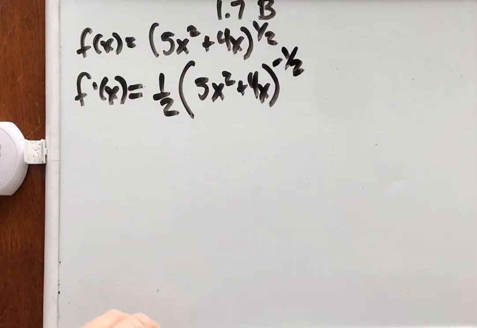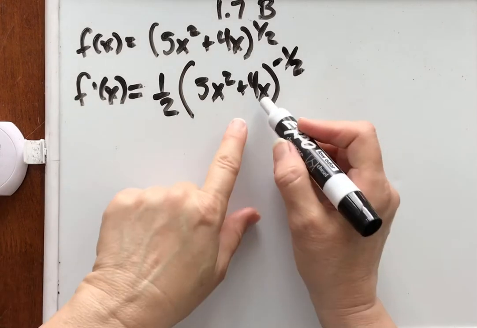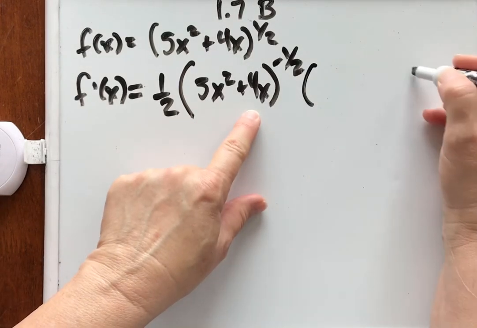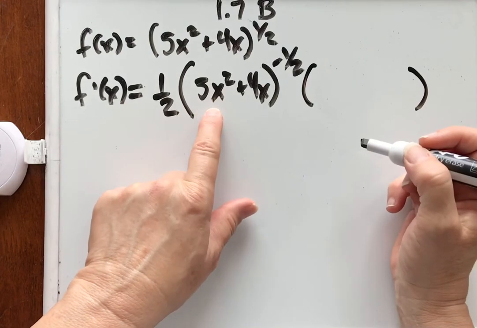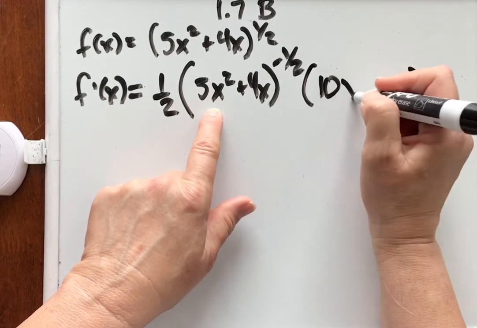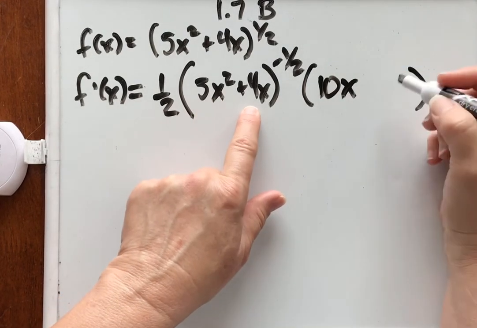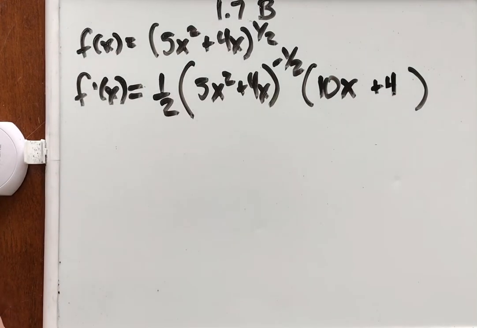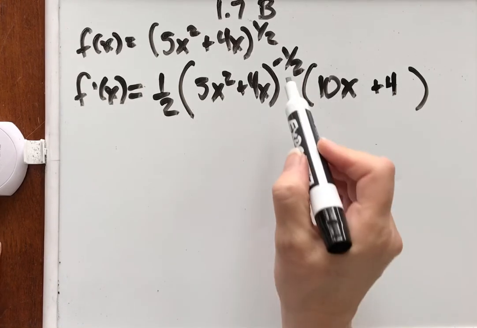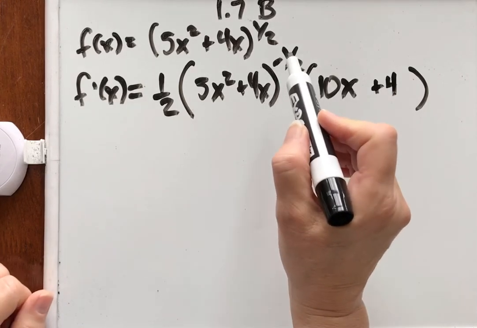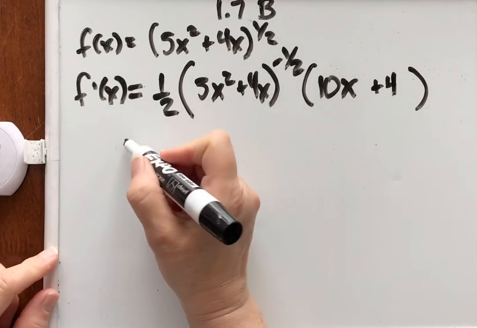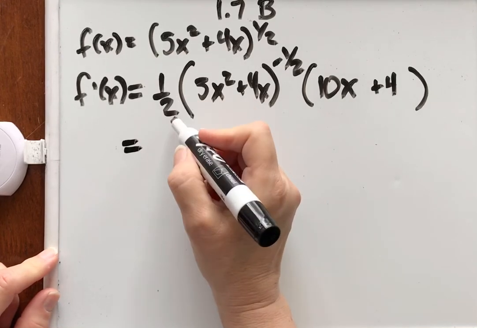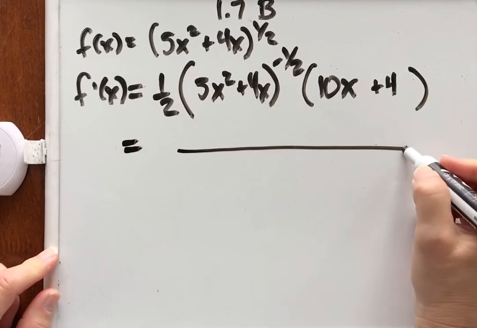Okay, then what do we do next? Do you remember? Right, we take the derivative of the inside. Derivative of 5x squared is 10x. The derivative of 4x is just 4. Okay, now this is negative. Let's say we put it on the bottom. So I'm going to keep this right here.